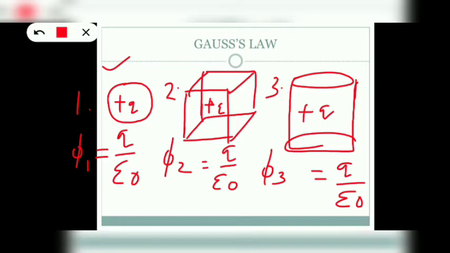So when we apply Gauss's law, we can see that the flux passing through each of the surfaces is equal. That means the flux passing through any surface does not depend upon the shape of that particular surface. It only depends upon the net charge enclosed by that surface. Since here the same charge is enclosed by all the three closed surfaces, irrespective of their shapes, the flux passing through all the surfaces is equal. That is, phi1 equals phi2 equals phi3.